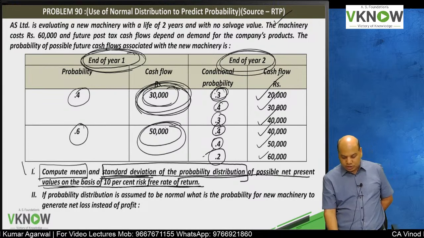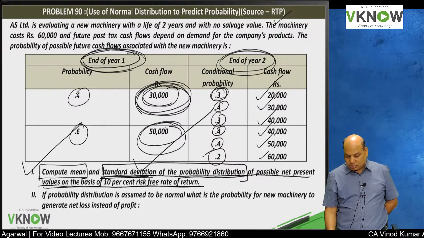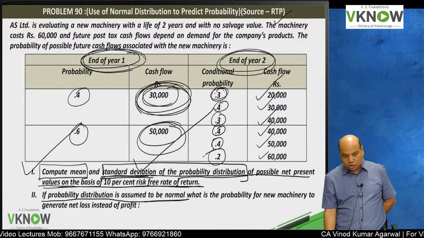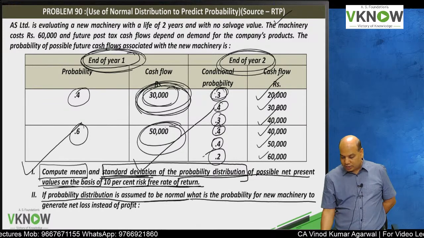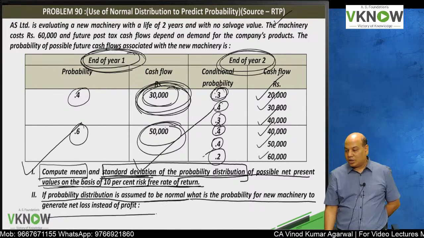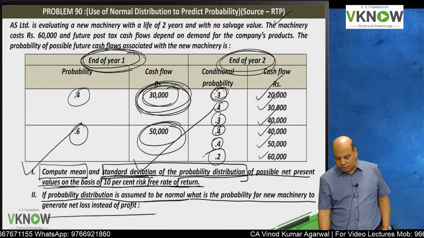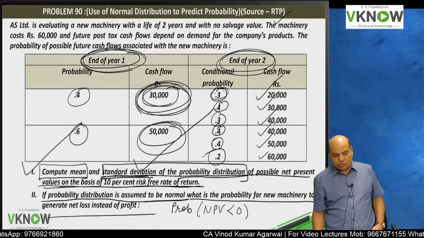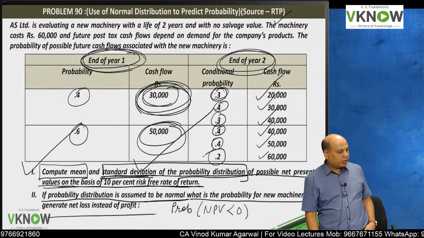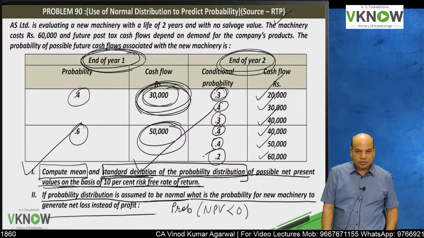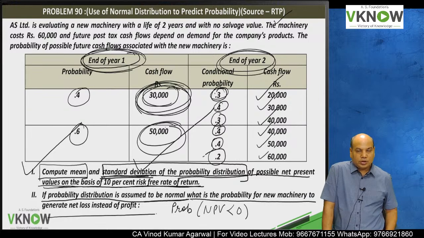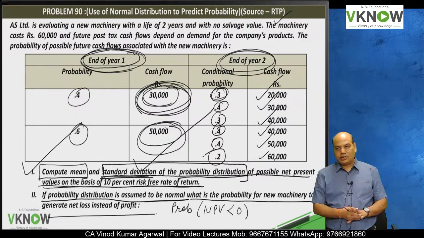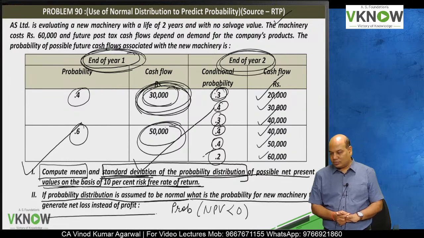And after you compute mean and standard deviation, then we can find out, if the probability distribution is assumed to be normal, what is the probability for the new machinery to generate net loss instead of profit, which means they are asking you what is the probability that NPV will be less than 0.